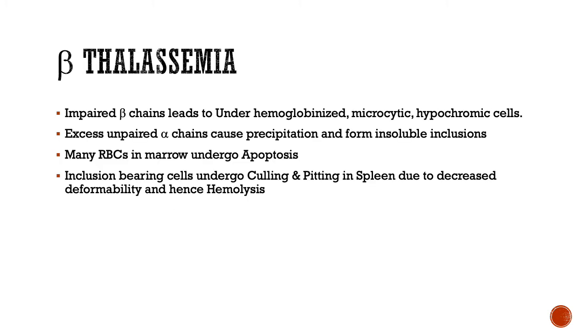The impaired beta chains lead to underhemoglobinized microcytic hypochromic RBCs. Excess of unpaired alpha chains causes precipitation and forms insoluble inclusions in the RBC. Many RBCs in the marrow undergo apoptosis. The inclusion-bearing cells undergo culling and pitting in the spleen due to decreased deformability, and hence this leads to extravascular hemolysis.